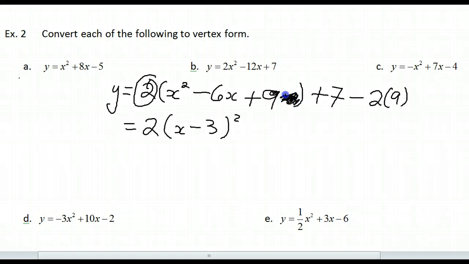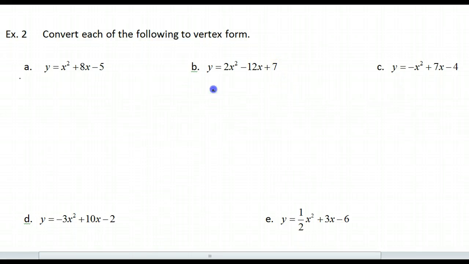So in future, we won't put it in there. But you can think about, well, if I add 9 on, I really should subtract 9 off. Okay, we're going to do it, but we'll put it out here. So negative 2 times 9 is negative 18, plus 7 is minus 11. And our completed square form, or the vertex form, is 2 times x minus 3 quantity squared minus 11. And again, if you were to expand this out, this is what we would end up with. Okay, let's do a few more.